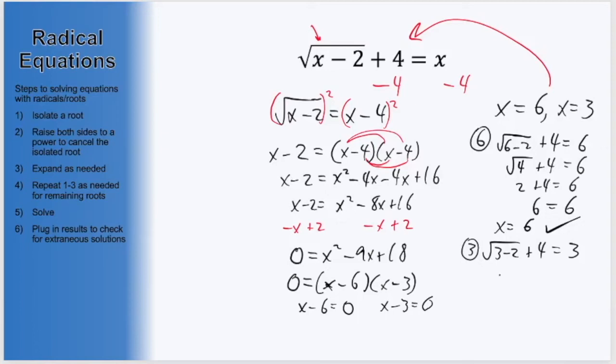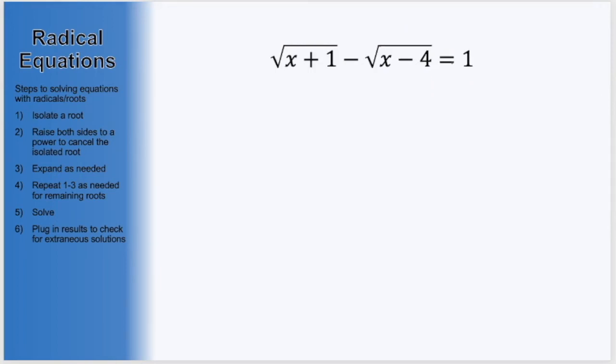Doing the math, 3 minus 2 is 1, plus 4 equals 3. The square root of 1 is just 1. Then we are left with 1 plus 4, which is 5, equals 3, but that doesn't make sense. So x equals 3 is an extraneous solution, so we will not list it as one of our actual solutions.